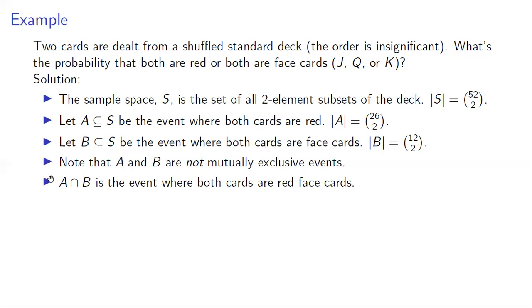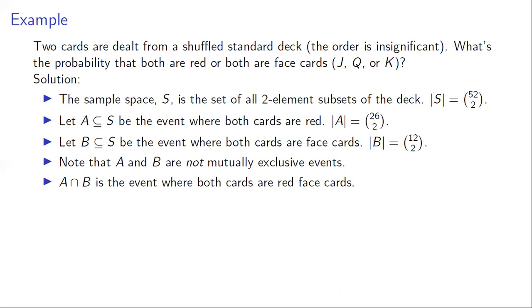We need to figure out what is the intersection of A and B. The intersection of A and B is the event where both cards are red face cards. It's a subset of S, so you have 2 cards, and they're both red and they're both face cards. Now we can ask, what is the cardinality of A intersected with B?